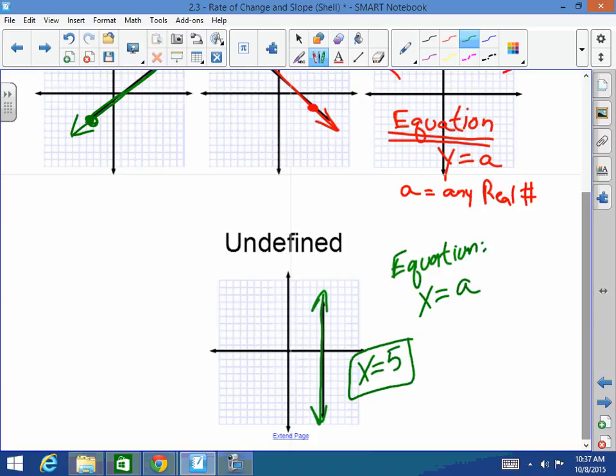So let's make sure we're clear with this. A vertical line has an undefined slope. An undefined slope comes from an x equals equation. If you notice, a vertical line never goes to the y-axis. That's why it's undefined. So a horizontal line comes from a y equals a equation. Slope is 0. A vertical line comes from an x equals 5 equation, and it's undefined slope. Does that make sense? Okay. So those are the 4 types of slope you can have, gentlemen.